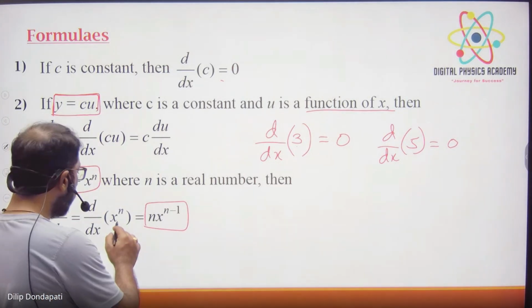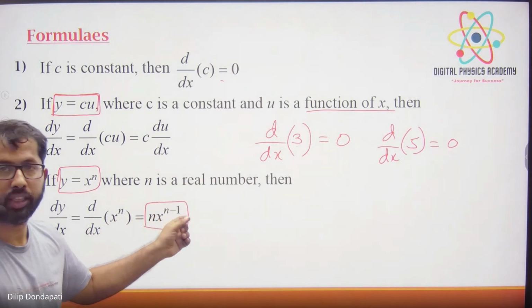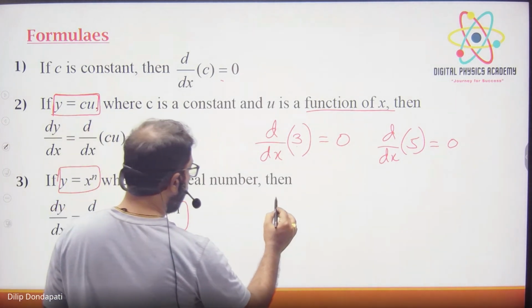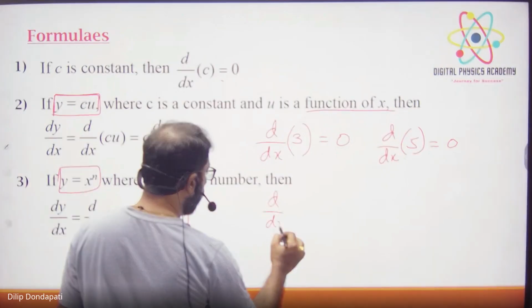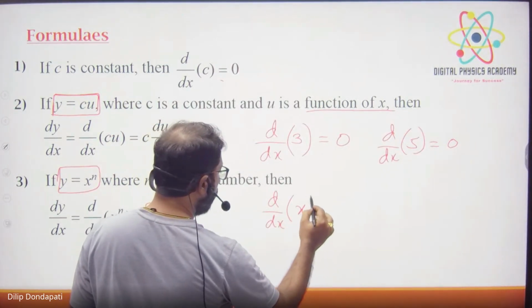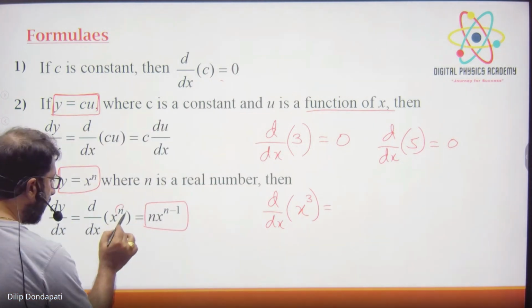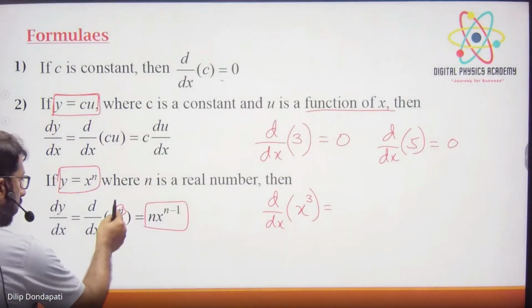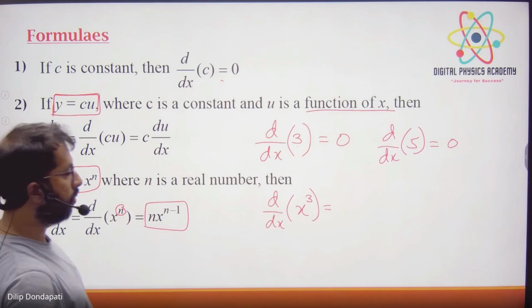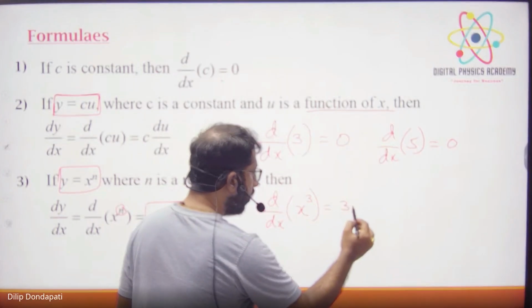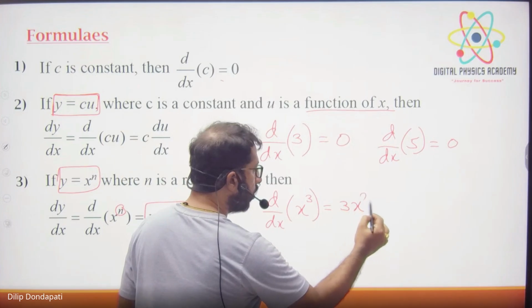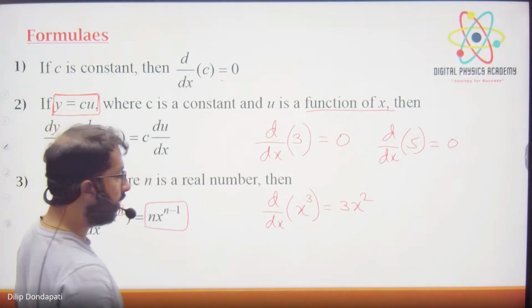So the formula, by adding: n into x power n minus 1 is the formula. Suppose, tell me, d by dx of x cube. Here n is what? n is 3, right? It's 3x square. Very good. 3 comes before, and x power n minus 1 is x square. 3x square is the answer.